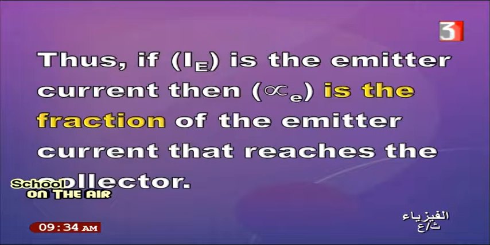So, if IE is the emitter current, alpha E is the fraction of the emitter current that reaches the collector. Let me explain this. IE is the emitter current, alpha E is the percentage. 97% of the emitter current reaches the collector. So I can say IC, the current of the collector, equals alpha E times IE.